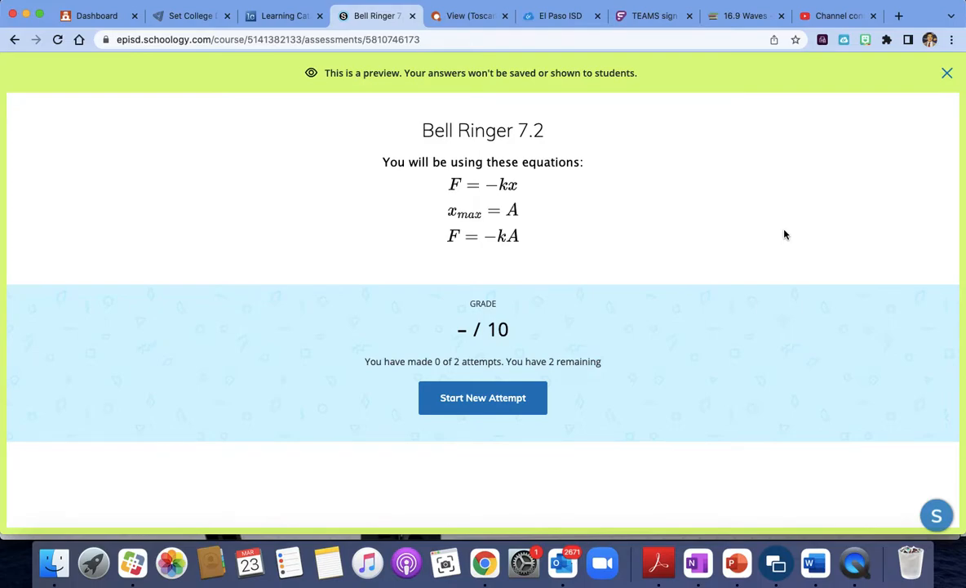Alright guys, if the bell ringer still does not make sense after the simulation, here's a quick video showing you how to go about it. Okay, so we have Hooke's law, which is force equals negative kx. We know that amplitude equals the maximum displacement, so if we reach the maximum displacement, then Hooke's law equals negative kA.